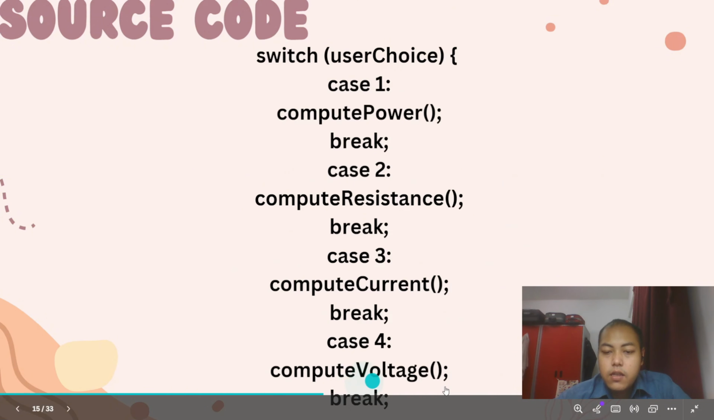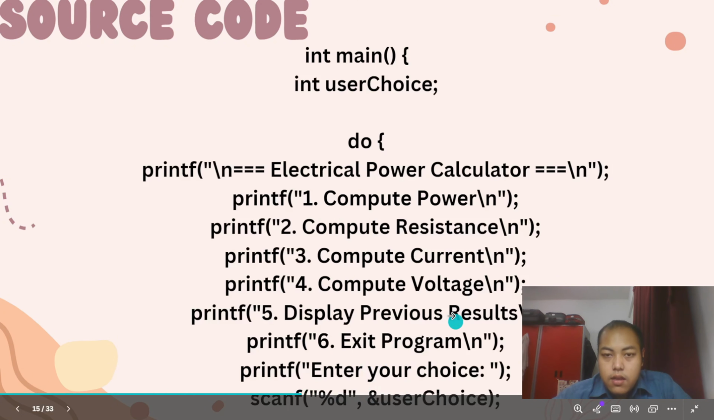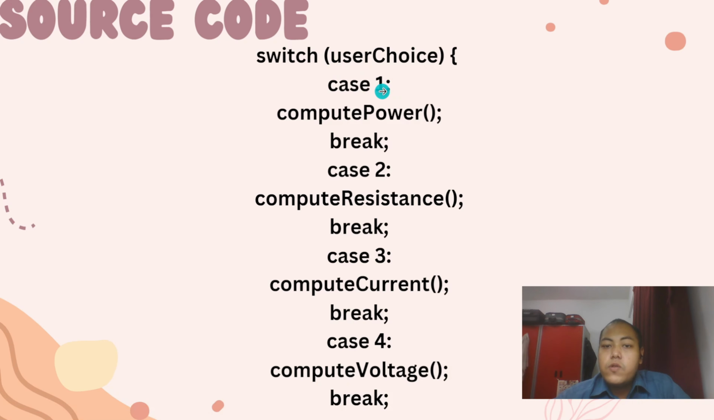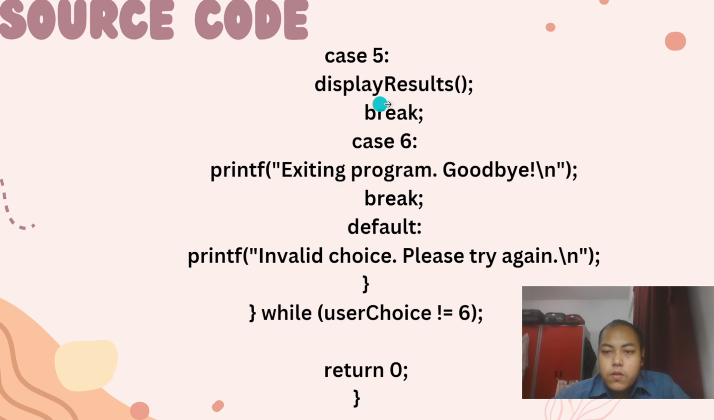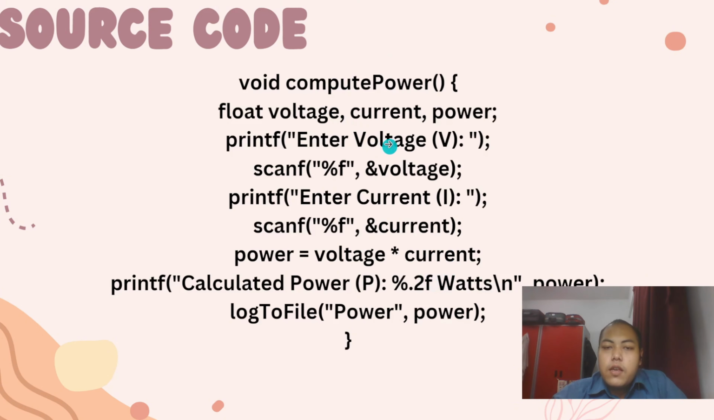So for the first one, which is enter your choice, and then the next one, which is our user's choice functions. Here we'll be using the switch case for the user options. Over here also we have the display for the results, and the exiting of the program, and then we also output the invalid choice, which is if the user gives an invalid input, this one will show up, which is invalid choice, please try again. So the first function is compute power.